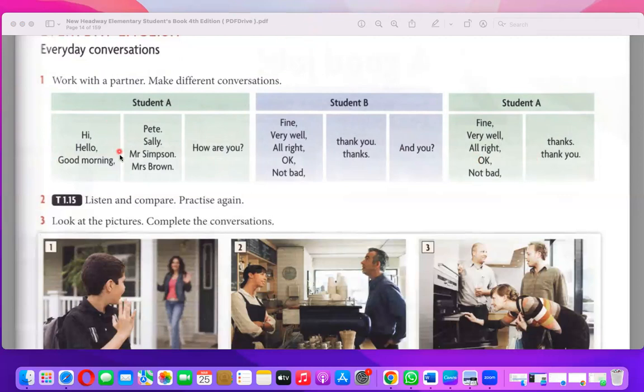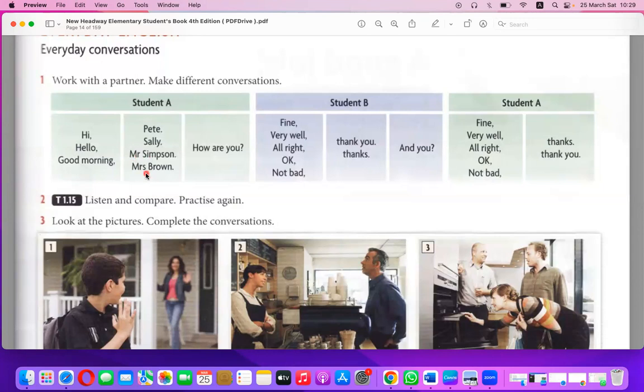Good morning, Mr. Brown. How are you? Teacher, Mr. or Mrs.? I don't know. Mrs. So when we say Mr. Simpson, this is the man. Mrs. is the wife. This is for a woman who is married. You say Mrs. Brown. If she's not married, we say Miss, and we say the name, for example, Miss Anna. But if she is married, we say Mrs. and we say the last name of the husband. Yes, thank you. Good morning, Mrs. Brown. How are you?